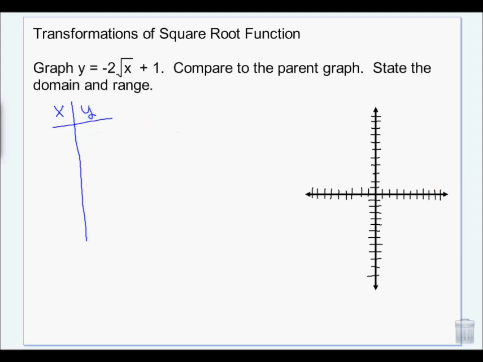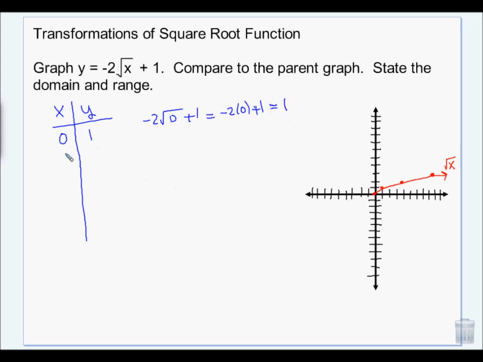Okay, again, remember our parent function. Looks like this. That's our parent function, the square root of x. So I only have x underneath the radical, so I can plug in perfect squares for x. So if I plug in 0, I get negative 2 times 0 plus 1. So that's just 1.